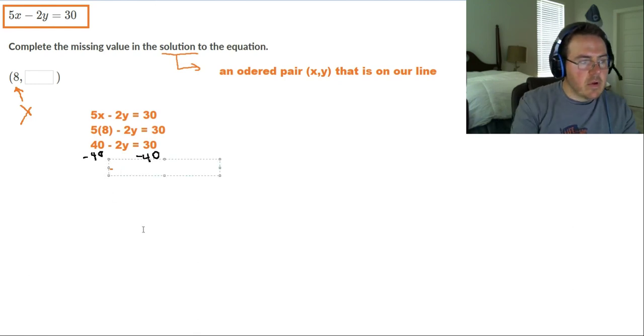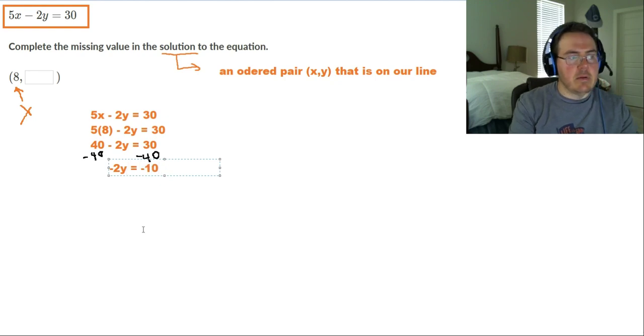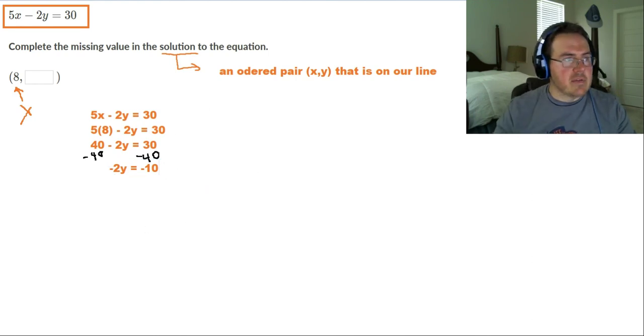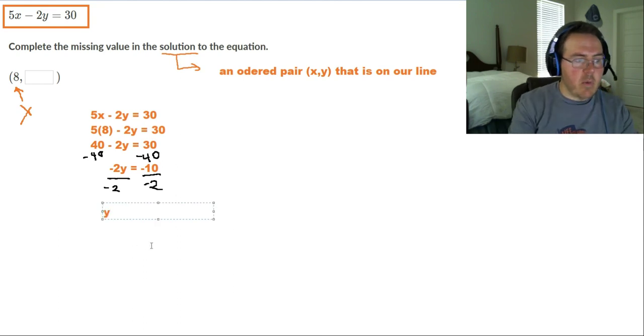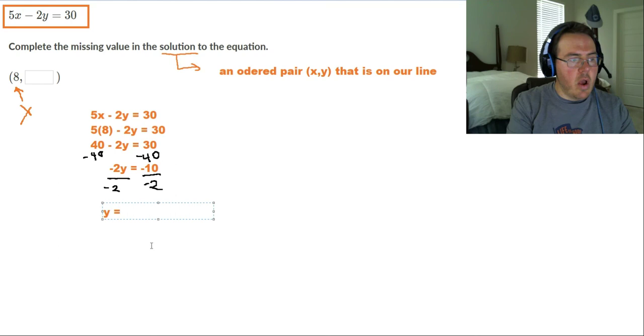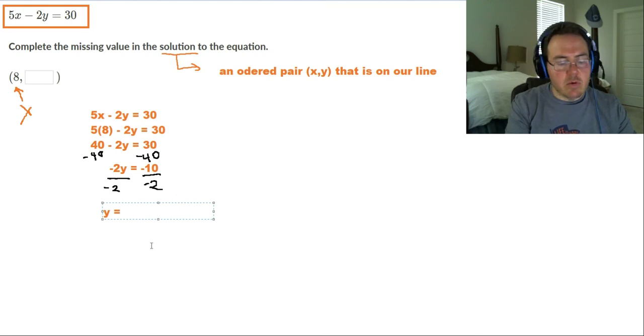So I still have negative 2y equals, now 30 minus 40 is negative 10. So now I have some more inverse math to do. So I want to divide both sides by negative 2, because that's the opposite of multiplying by negative 2. Now here's what happens if you do that magic. Negative 2 divided by negative 2 is 1. So all I have left is y. 1y. We're so lazy we don't even write the 1. And then negative 10 divided by negative 2 is 5. So that should work as a solution.